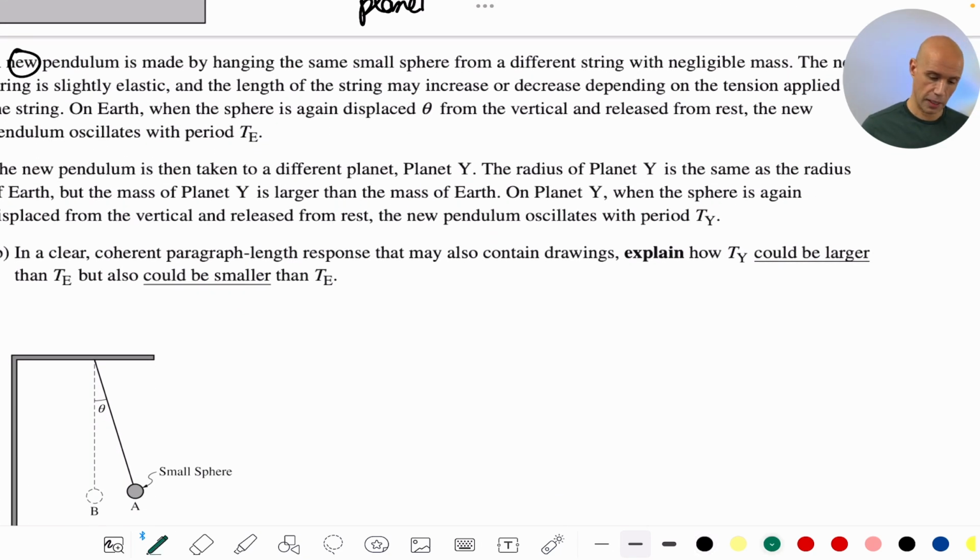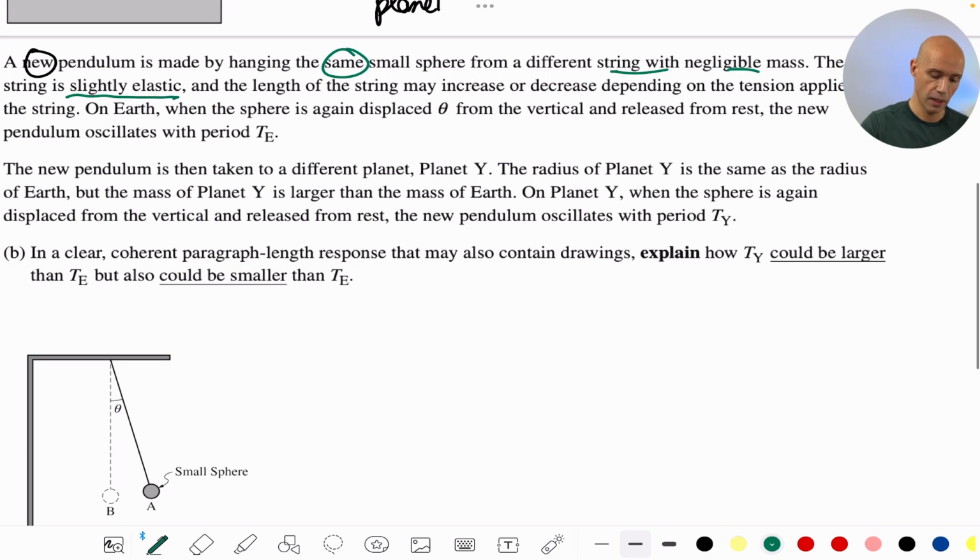It says a new pendulum. Okay, the same small sphere with negligible mass, all this is the same, but the string is slightly elastic. What does it mean? The length of the string may increase or decrease depending on the tension, but they don't provide a formula, right? They say that on Earth, where the sphere is again displaced by angle theta from the vertical and released from rest, the new pendulum oscillates with period T.